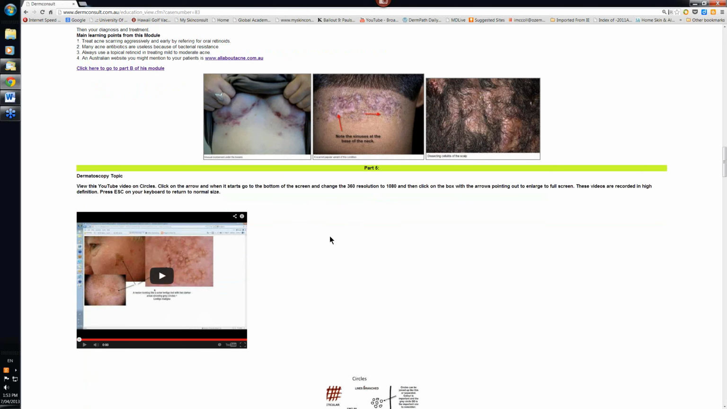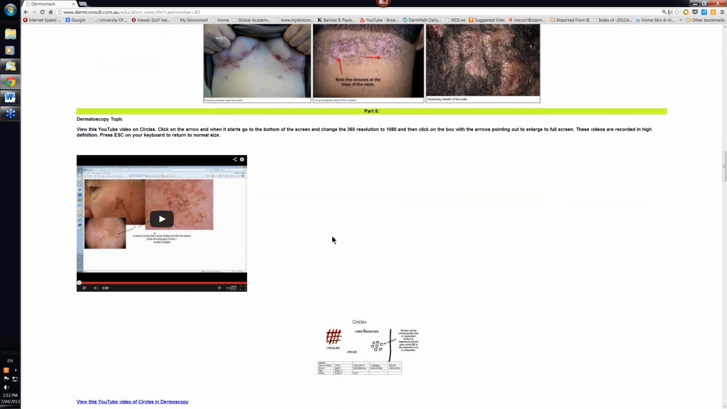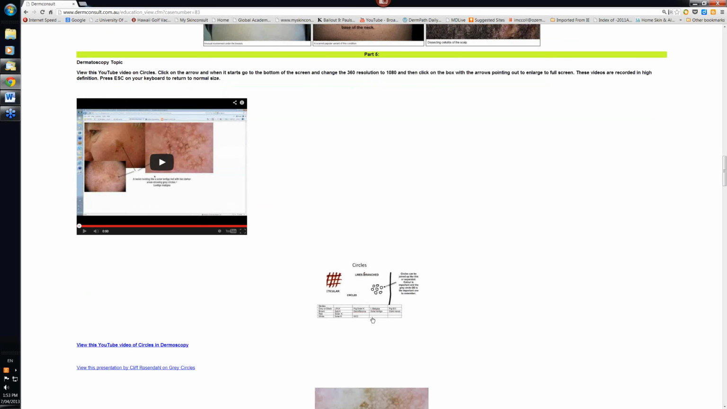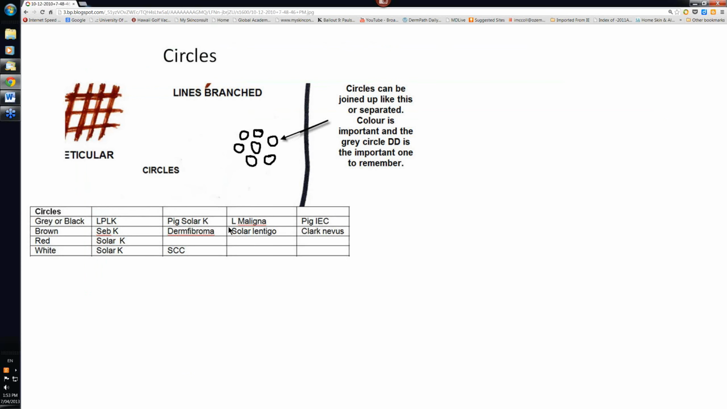Now, the dermatoscopy topics that you should go over in this module are the videos on circles. If we just bring this particular image up here, if these were all joined together, we'd call that line a reticular network. But circles are usually separated lesions like this. There are different colors, and the different colors signify different conditions.